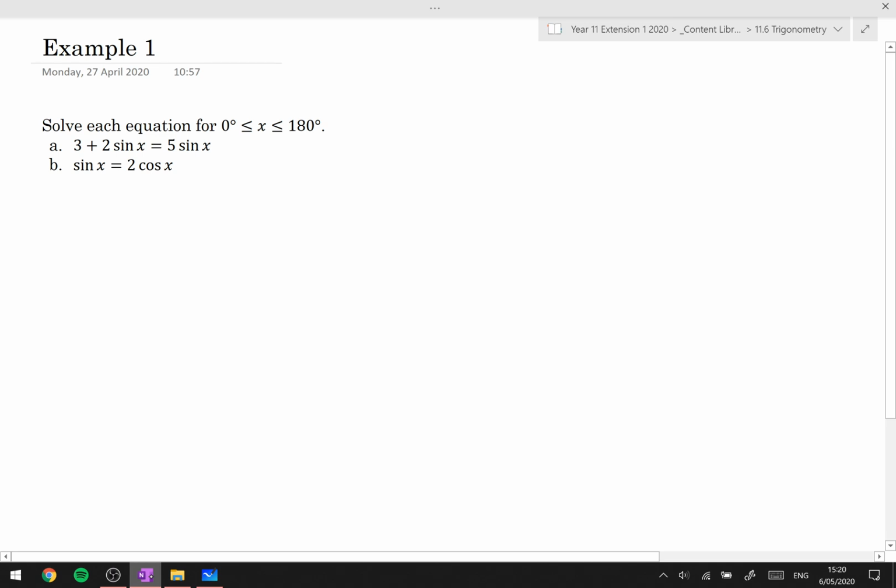Now, solve each equation for x between 0 and 180 degrees. So we're only focusing on the top half of our diagram.